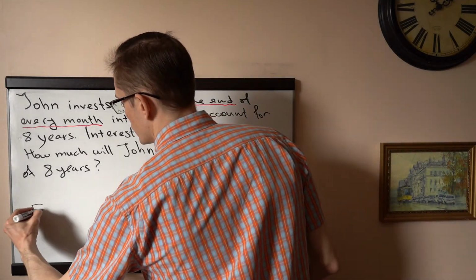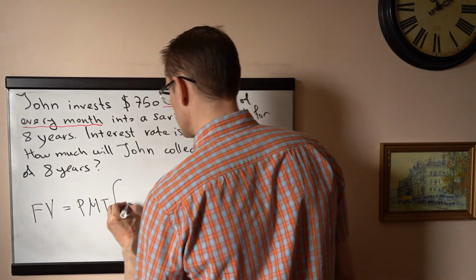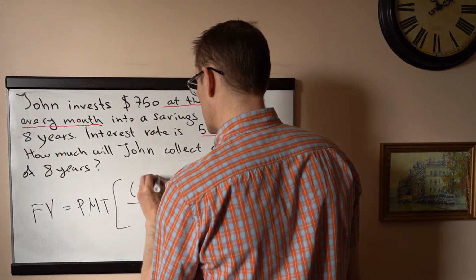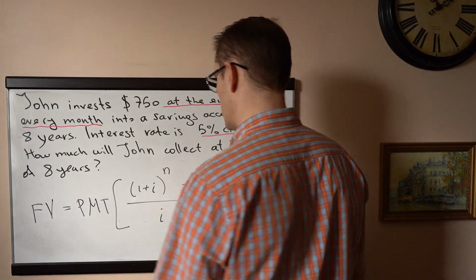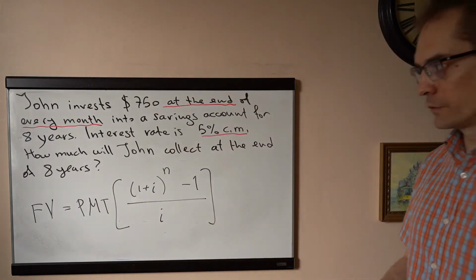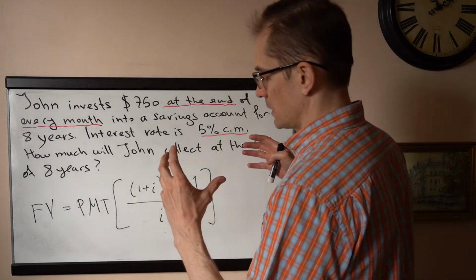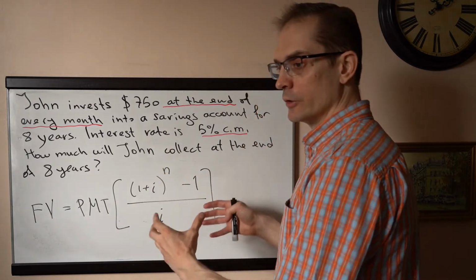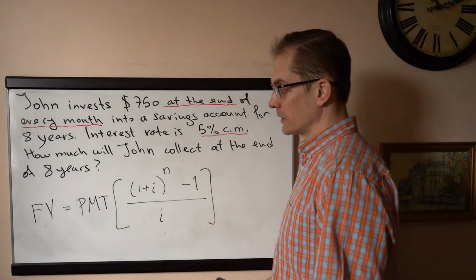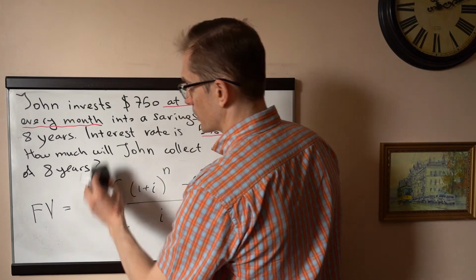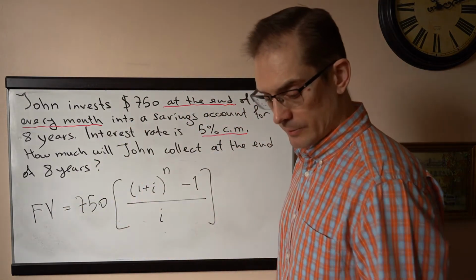Okay, so the future value of an annuity is PMT times (1 plus i) to the n minus 1, divided by i. That's the formula for future value, and we can use it because this is a simple ordinary annuity. To use this formula, we simply use our actual payment, which is 750, instead of PMT.